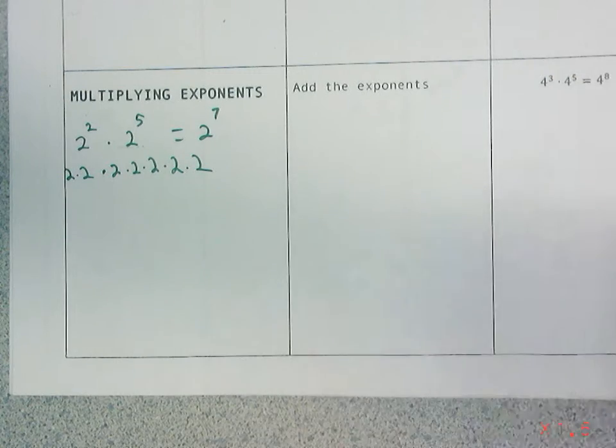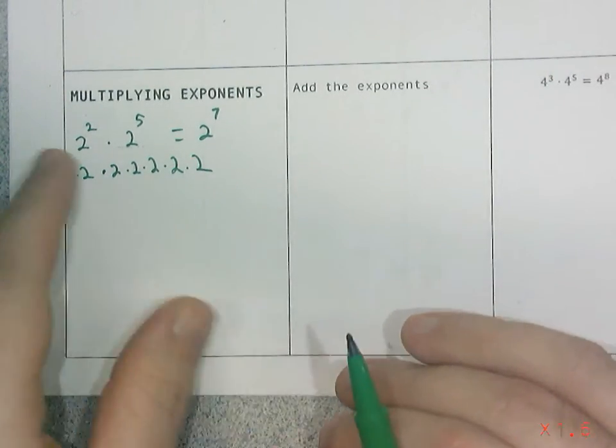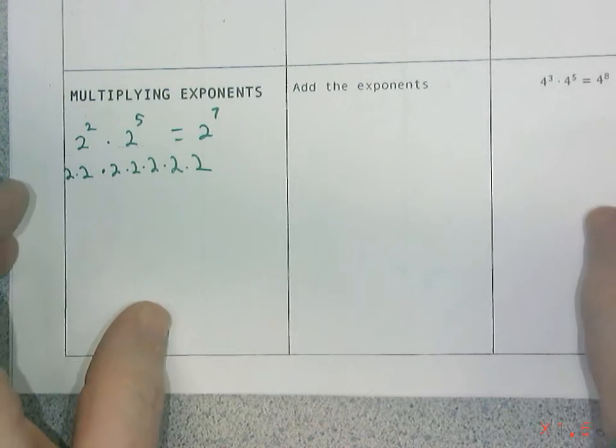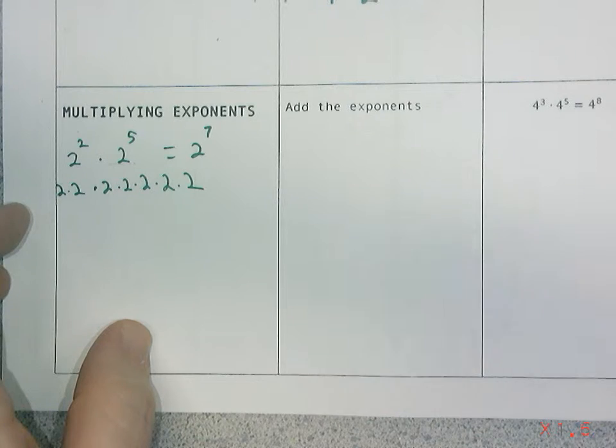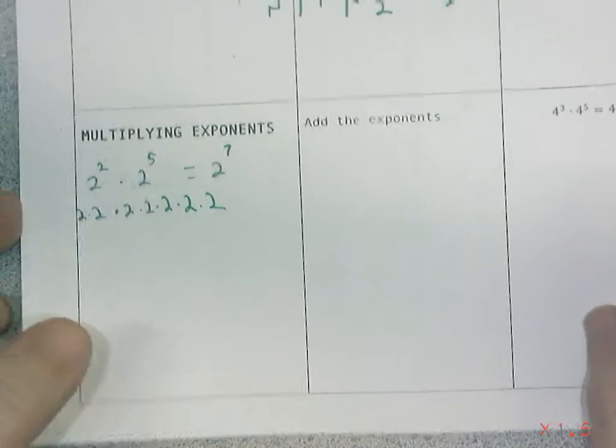It's just adding the exponents, right? 2 to the fifth power times 2 to the second power becomes 2 to the seventh power. 4 to the third times 4 to the fifth becomes 4 to the eighth. 3 plus 5 equals 8. And that's really all you're doing when you're multiplying exponents.